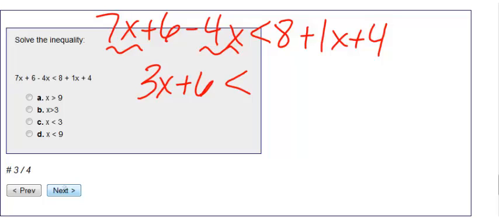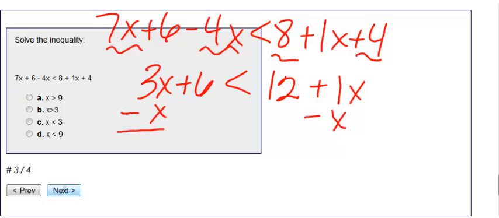On this side, I have an 8 and a 4. 8 plus 4 is 12. And then I still have plus 1x. Then we're going to get our x's together. So I need to move this plus 1x. I'm going to subtract the 1x on both sides. 3x minus a 1x is a 2x.